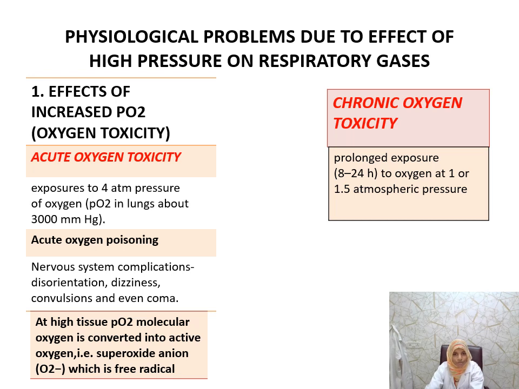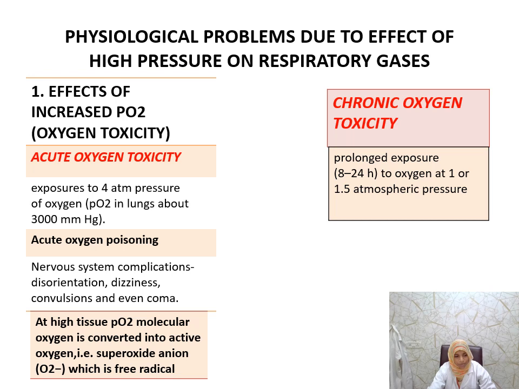So what are the physiological problems due to the effect of high pressure on respiratory gases? Now first there are the effects of increased partial pressure of oxygen. We call it oxygen toxicity. So if an individual is exposed to 4 atmospheric pressure of oxygen, we call it acute oxygen toxicity. And what are the symptoms? Nervous system complications like disorientation, dizziness, convulsions, and even coma.